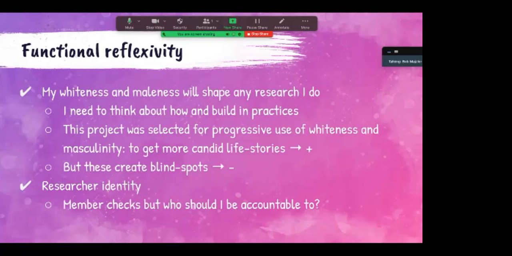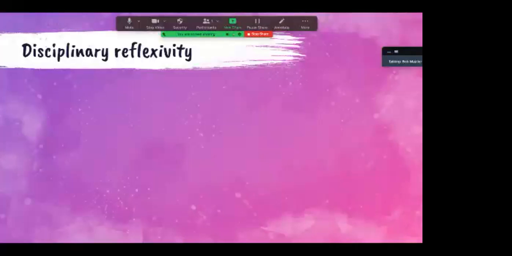And I navigated it through member checks. Once I did the analysis, even if it was harsh, I took it back to the participant and shared it with them, and then asked them how it landed with them, and also if they had counter arguments or counter perspectives. And I wove both perspectives into the dissertation.